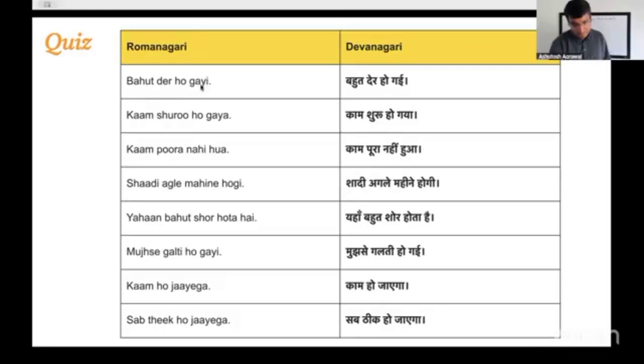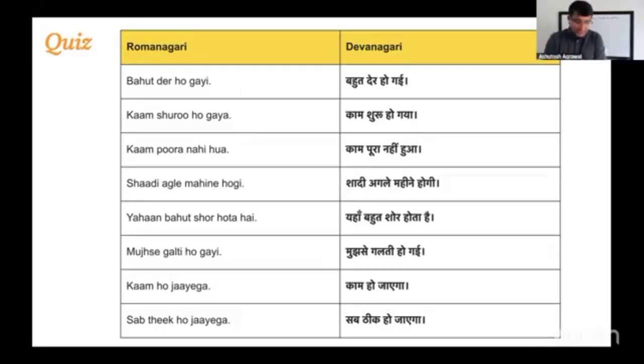Let's do some more. Okay, बहुत देर हो गई. So you can follow this with whatever is getting delayed. If the food hasn't arrived, you can say खाना अभी तक नहीं आया. If generally, you can say it's very late. The train hasn't arrived yet. Train अभी तक नहीं आई है. Okay. बहुत देर हो गई. John घर पे अभी तक नहीं आया. Like your friend, you're waiting for someone and they haven't arrived yet.